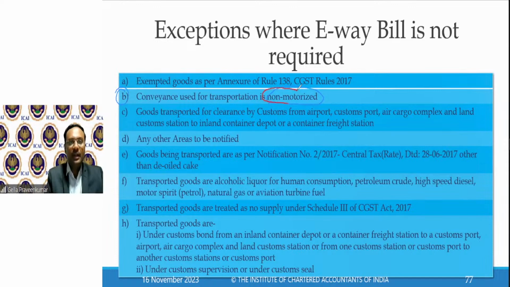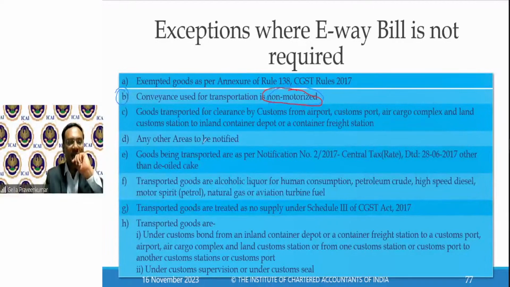If I use a bullock cart, or a bicycle, bicycle is not motorized, bullock cart is not motorized. Most of you, if you observe this market, they use this hand towing cart or a bullock cart for carrying the goods, steel, cement, or your commercial goods. So when movement is caused using a non-motorized vehicle, e-way bill is not required.